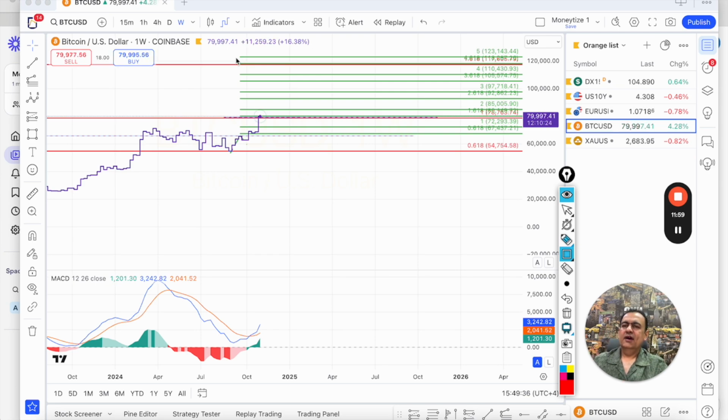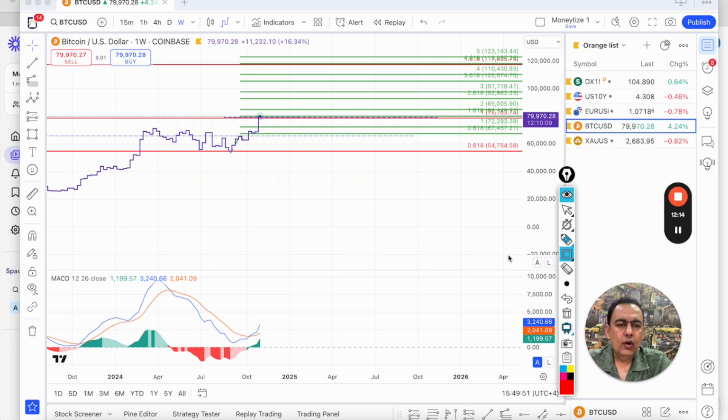Now, it's a matter of time. When Bitcoin rallies, we know it rallies very strongly and it covers the distance quite fast. So I won't be surprised that in the coming weeks or months, Bitcoin rallies to 117,000.